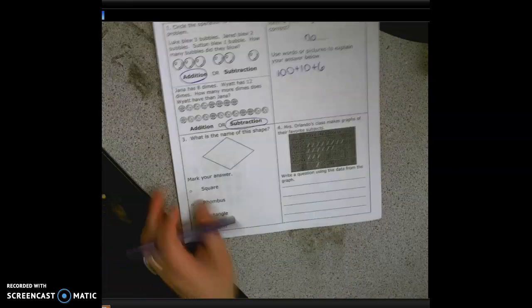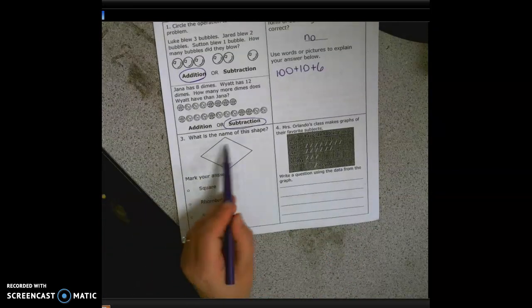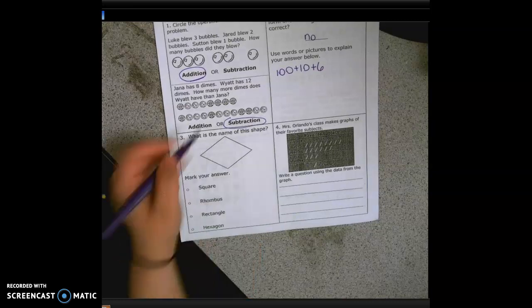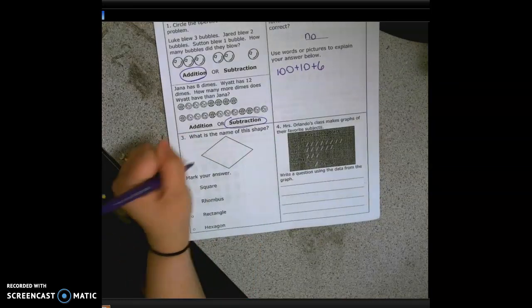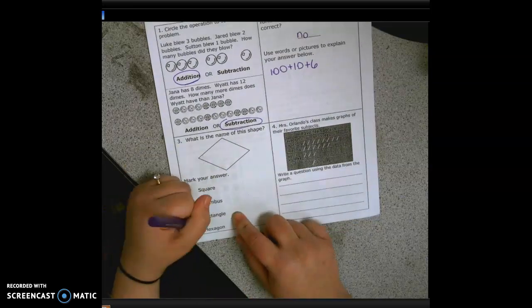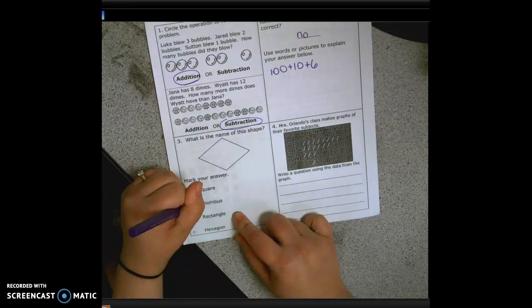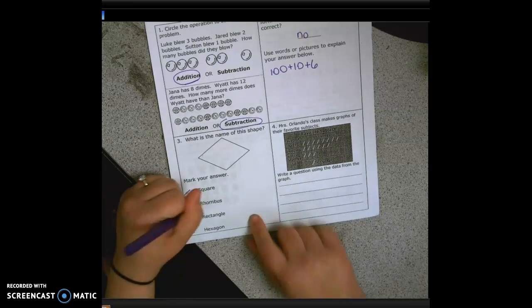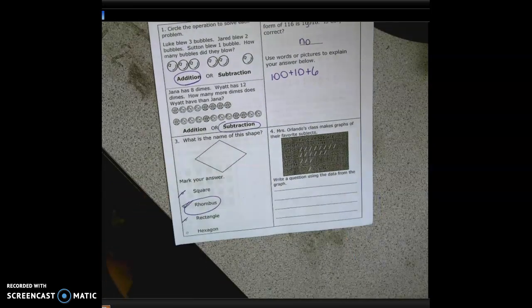What is the name of this shape? I see the shape has 4 sides. I see the shape does not have square corners, so I know it cannot be a square. I see that the sides are equal. It cannot be a rectangle, so it must be a rhombus. It cannot be a hexagon because it doesn't have the right number of sides.